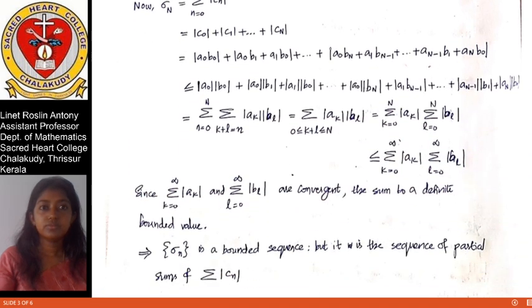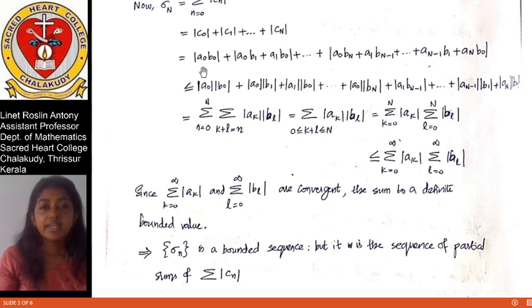Now think about sigma suffix capital N. It is nothing but the summation n is equal to 0 to capital N of modulus of Cn. So we are replacing the series like this. Modulus of C0 is nothing but modulus of A0 into B0, plus we are replacing C1 with A0 B1 plus A1 B0. Replace Cn with the corresponding value of Cn.